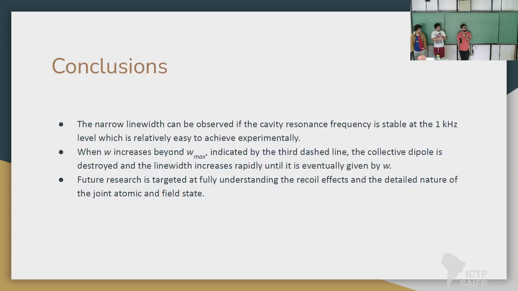Finally, they say that the narrow line width can be observed if the cavity resonance frequency is stable at the 1 kilohertz level, which is relatively easy to achieve experimentally. Also, when the pump rate increases beyond the maximum pump rate, indicated by the third dashed line in this graph, the collective dipole is destroyed and the line width increases rapidly until it is eventually given by the pump rate. And they end by saying that future research is targeted to fully understand the collective effects and the detailed nature of the joint atomic and field state. Thank you.